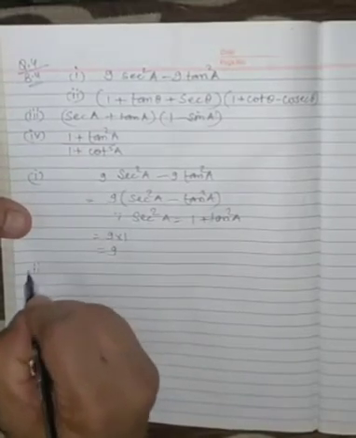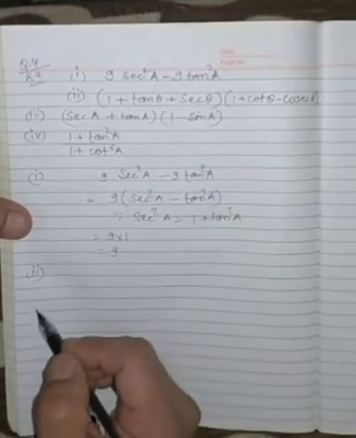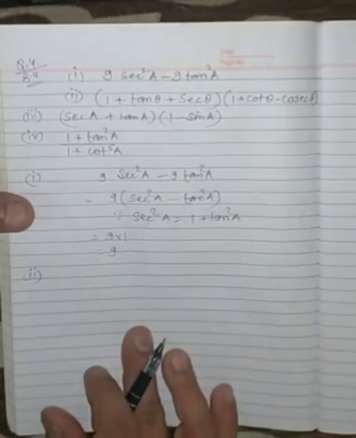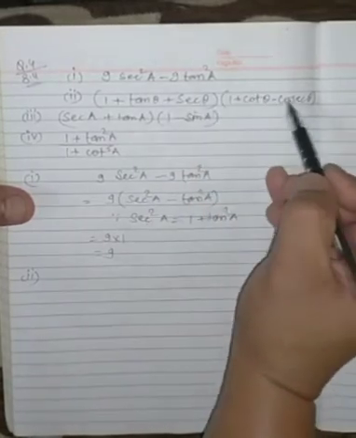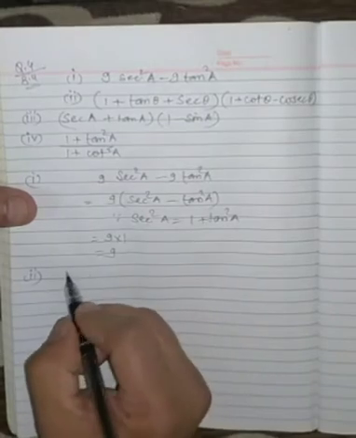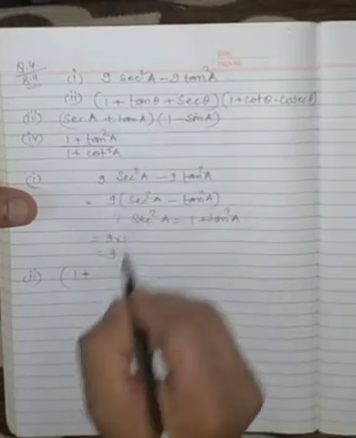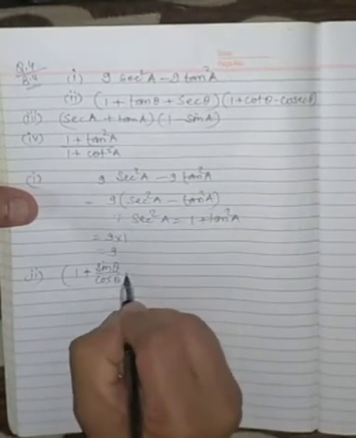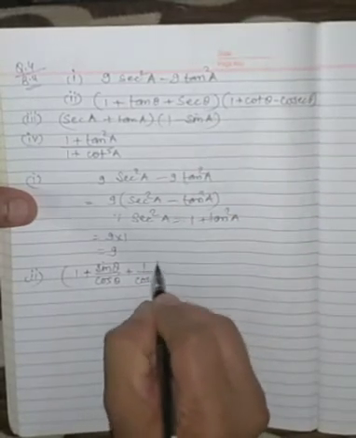Now if we look at the second part, it is 1 plus tan theta plus sec theta, 1 plus cot theta minus cosec theta. We will convert tan, sec, cot and cosec in terms of sine and cos. So in the second part, 1 plus tan theta can be written as sine theta upon cos theta, plus sec theta is 1 upon cos theta.